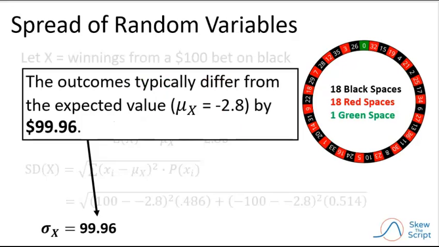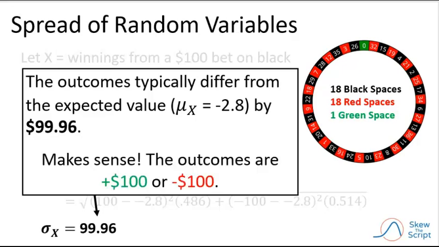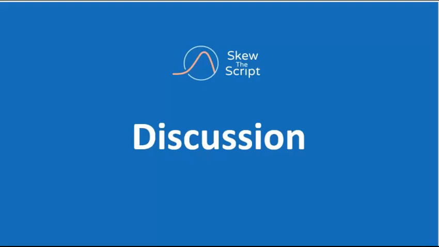Now we interpret that as the overall typical distance between the outcomes and the expected value of -2.8. That should make sense because you would win or lose $100, and $100 is about 99.96 away from -2.8. So that is something that should be somewhat intuitive to us.